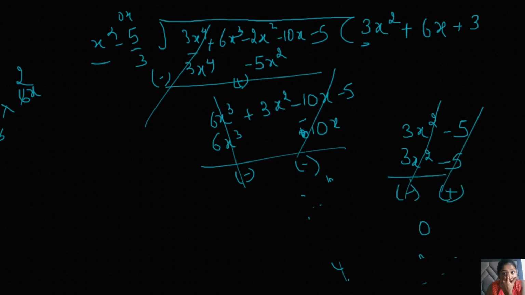So what I'm saying is, when we get 0 as the remainder by doing such divisions, we'll take the quotient. So our quotient was this.